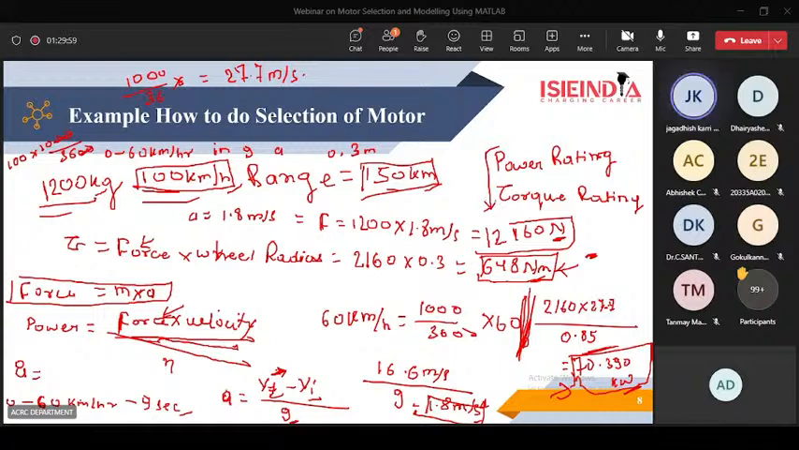Sir, then why did you take 0 to 60 km per hour? For acceleration. Already given 100 km per hour. So that is the speed that I want to maintain.